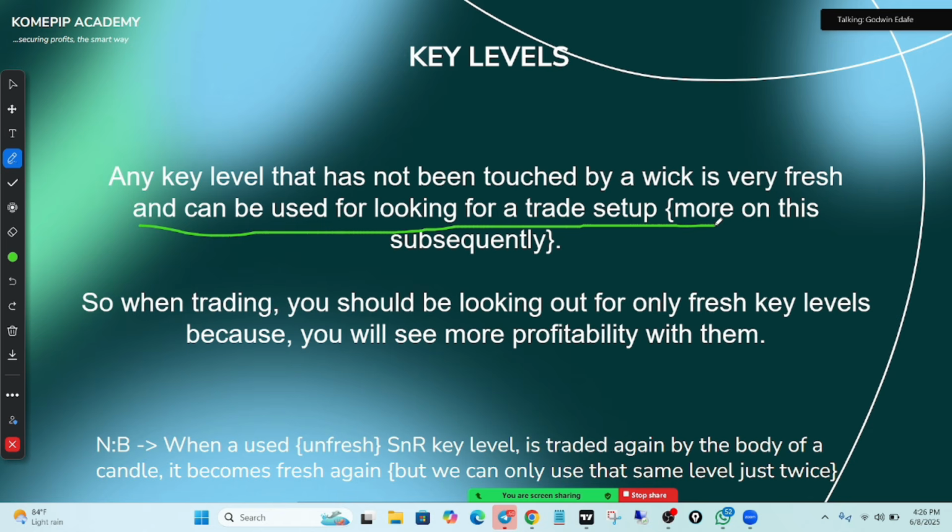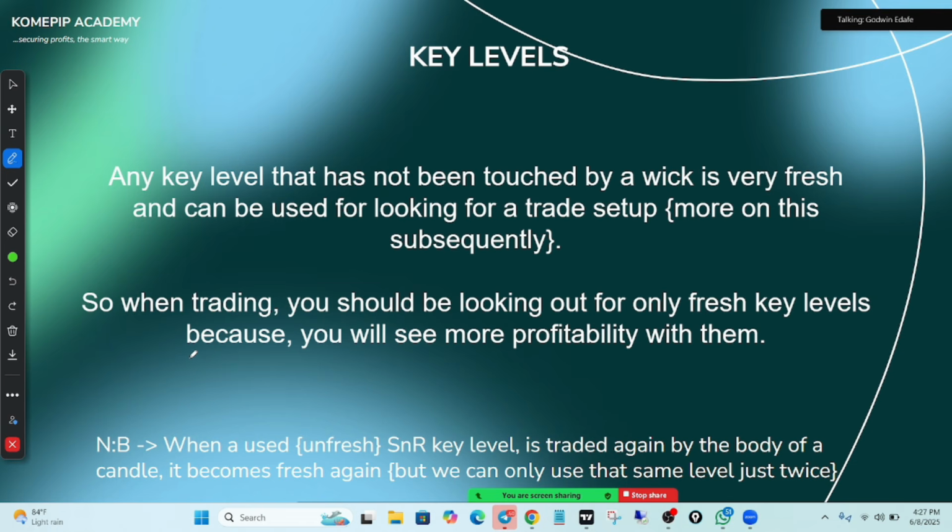More on this subsequently. When trading, you should be looking out for only fresh key levels because you will see more profitability with them. Yes, sometimes you might be tempted to trade a level that has been tapped already, but most times it's going to fail. So to get the best out of it, you need to use the very fresh key level. Is that clear? Is it clear so far?